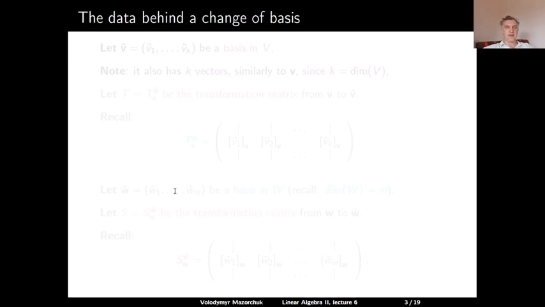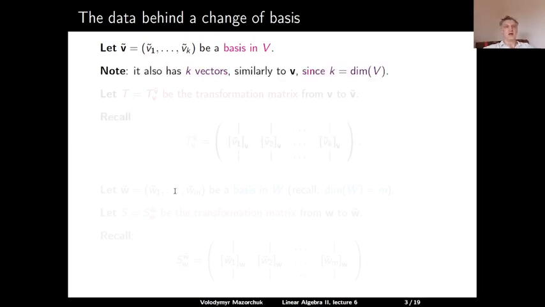So what kind of data records a new choice? Let bold V tilde be another basis in V. It might coincide with bold V or it might be different. Assume that it consists of the vectors v1 tilde and so on, vk tilde. Note that it also consists of k vectors because the dimension of V is k. So all bases in a finite dimensional vector space have the same cardinality.